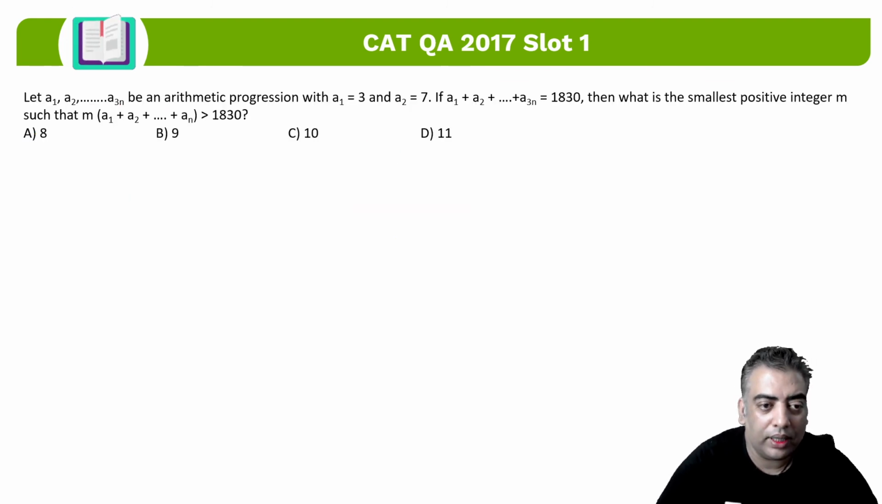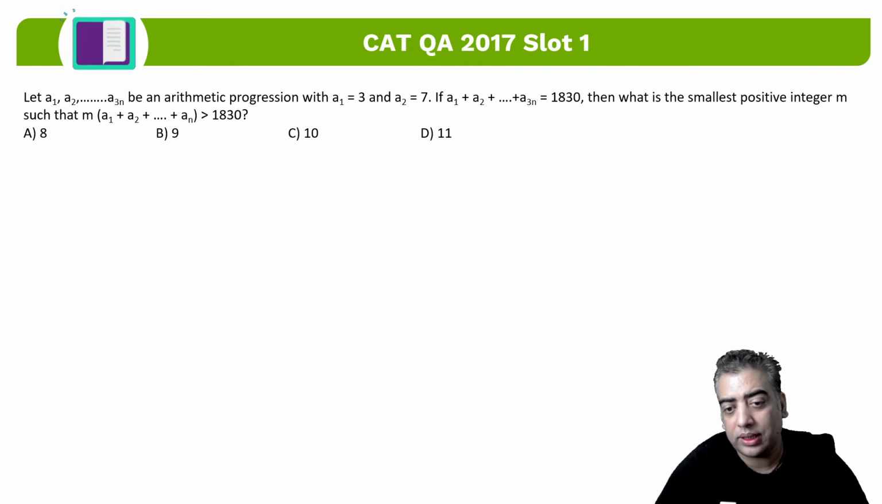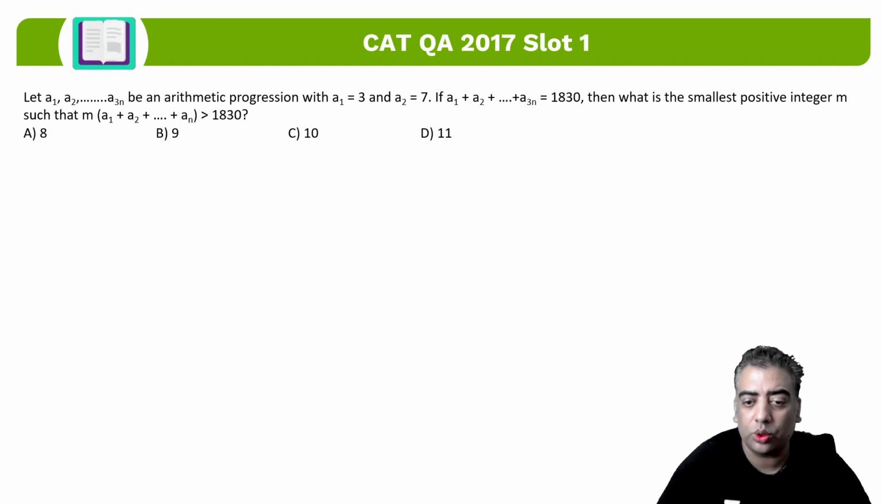So here we are given A1, A2, and so on up to A3n be an AP with A1 equal to 3, A2 equals 7, and the sum of A1, A2, and so on up to A3n equals 1830. Then what is the smallest positive integer m such that m into this is greater than 1830? So if it is an AP and the first term is 3, second term is 7, can I say the common difference of this AP is 4?